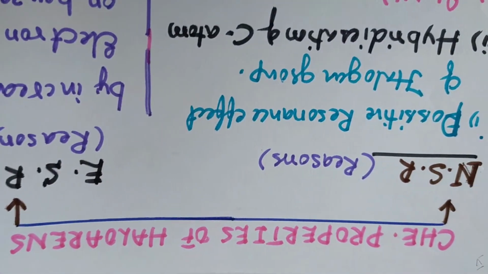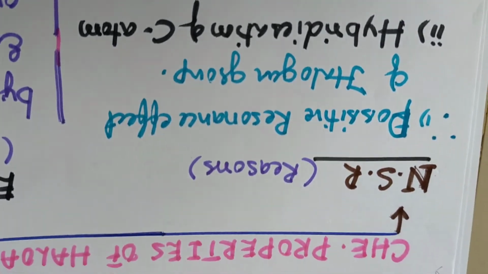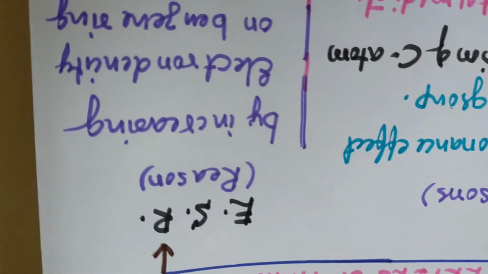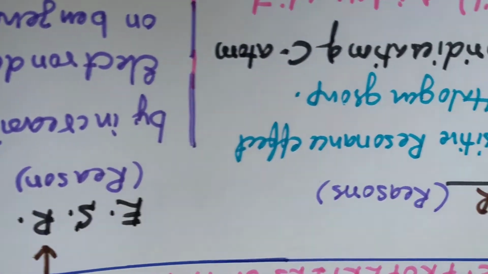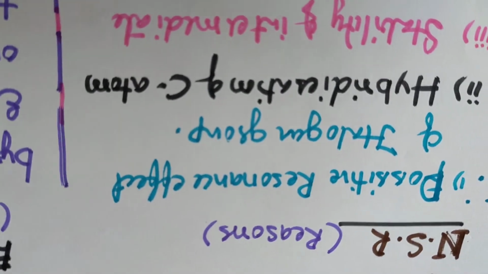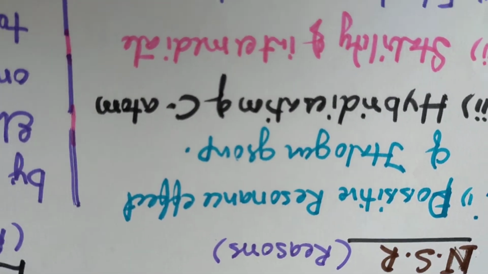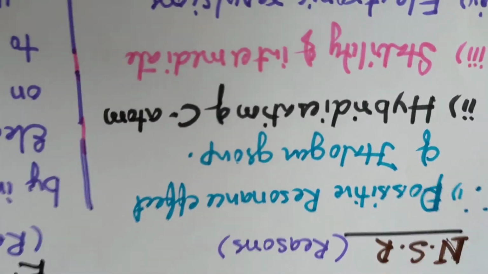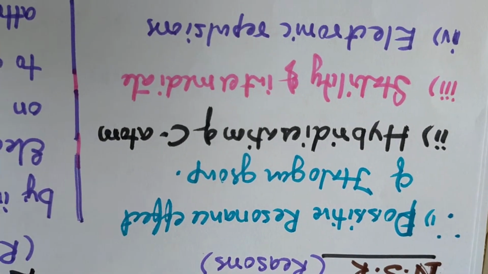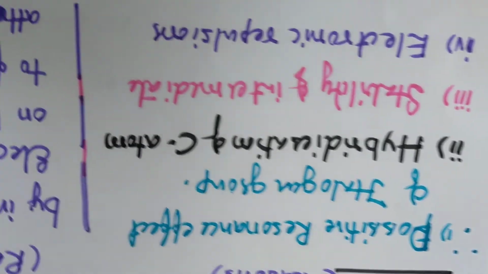As we learn about the chemical properties, there are 2 types. The haloarenes undergo nucleophilic substitution reactions and electrophilic substitution reactions. Again, we come to that one. What are the reasons for the nucleophilic substitution reactions? Why do haloarenes undergo nucleophilic substitution reactions? This is about the reason.